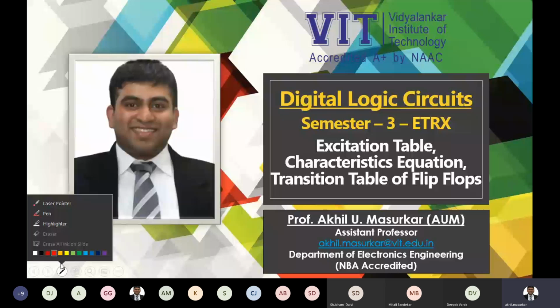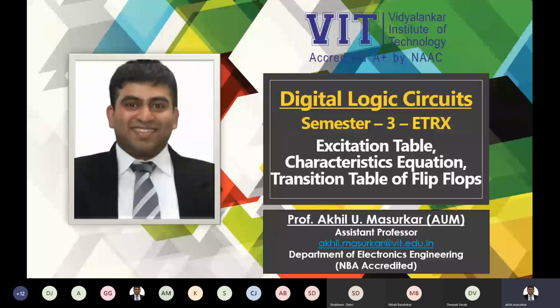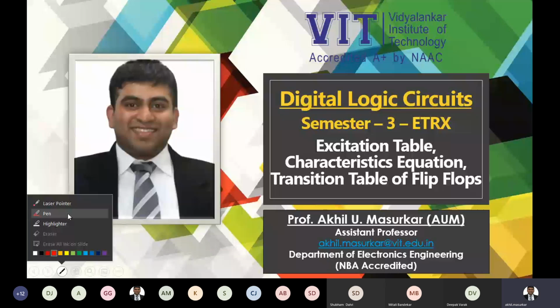Today what we are going to look at is a very typical thing in digital design, and many GATE problems and other things in the GATE exam are also dependent on this part of the chapter. So let's look at that. This is nothing but excitation tables, characteristics equation, transition table of the flip-flop. These are three very unique things which we need to analyze.